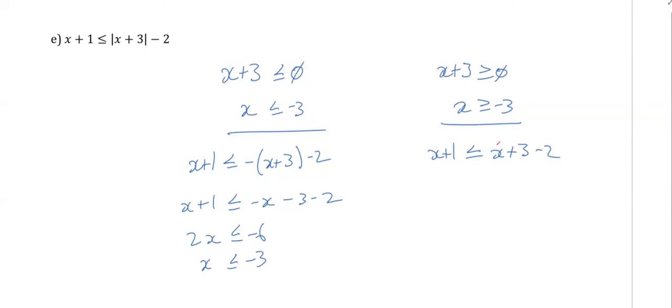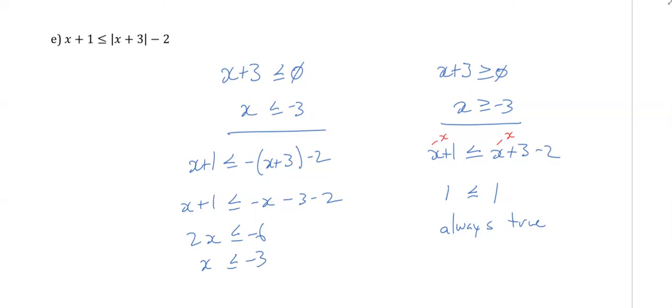Again, watch case number 2. I subtract x from both sides. x minus x is 0, so I get 1 less than or equal to 3 minus 2, which is 1. For what values of x will this statement be true, that 1 is less than or equal to 1? It's always true. 1 is always equal to 1, no matter what x value you choose.